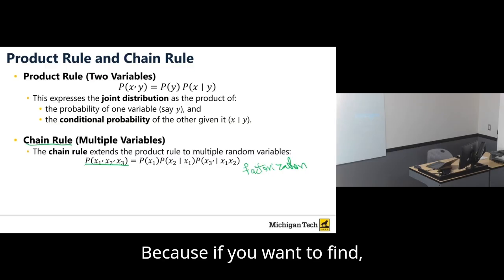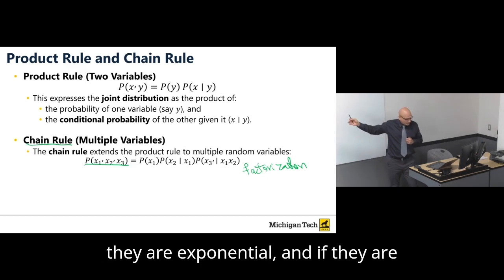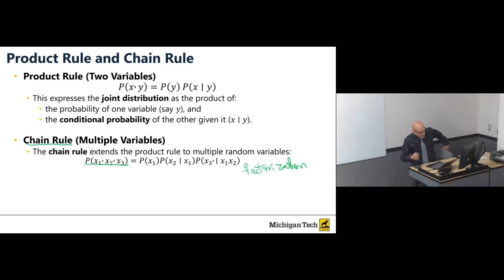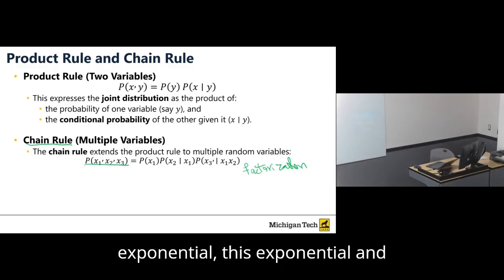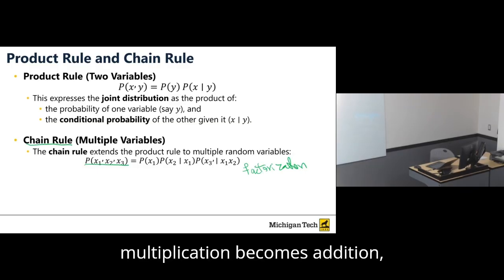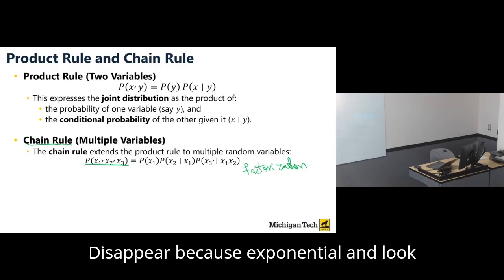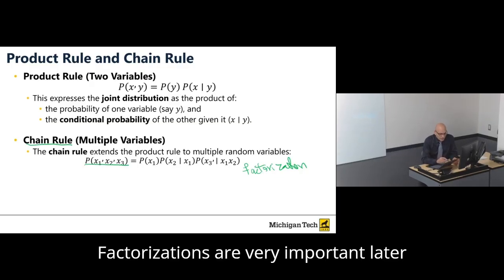Because if you want to maximize or minimize this probability and make an optimization problem from a probability, if they are exponential and if they are factorized, you can easily take the log. When you take the log of an exponential, the multiplication becomes addition, and the exponential disappears because exponential and log cancel each other out. So that's why factorizations are very important.